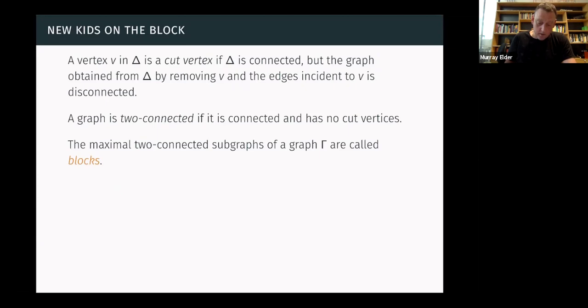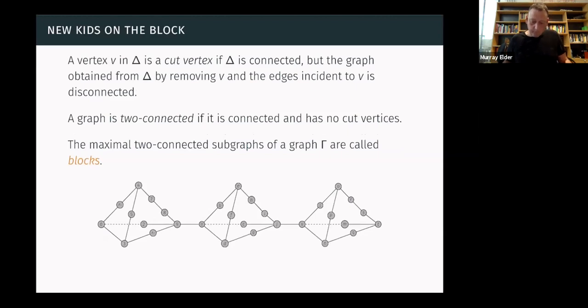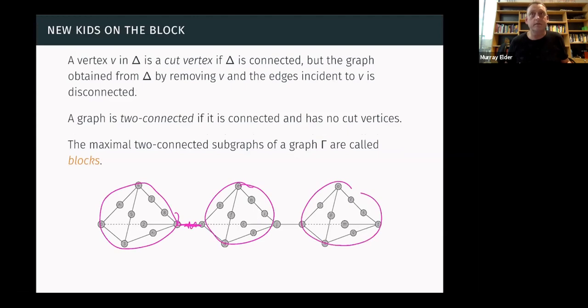The maximal 2-connected subgraphs: take a graph and take all of the subgraphs you can think of and look at the ones that are 2-connected, and by adding any other vertex to that, it's not 2-connected anymore. So let me give a picture. The maximal 2-connected subgraphs of a graph are called the blocks. In this case, if I remove one of those vertices, it'll be disconnected, so I wouldn't want to include that edge. But otherwise, those are my blocks.